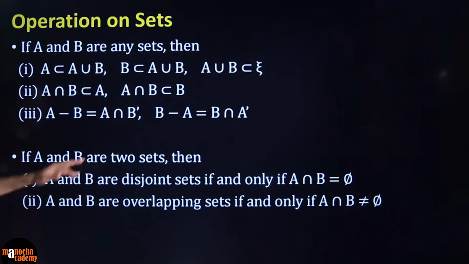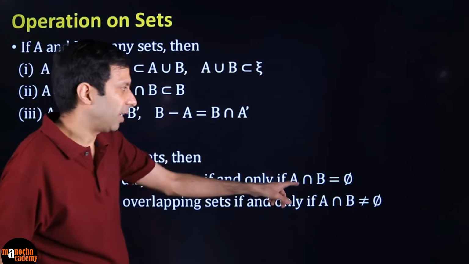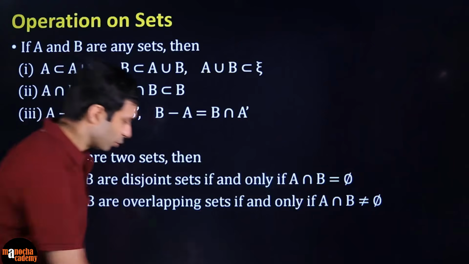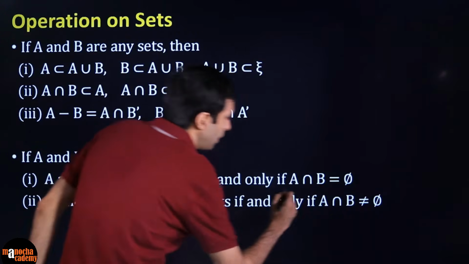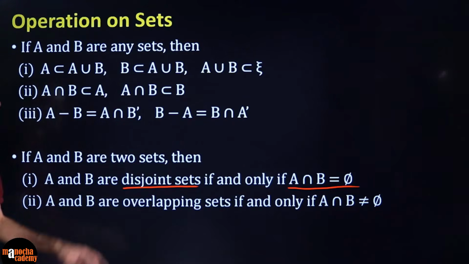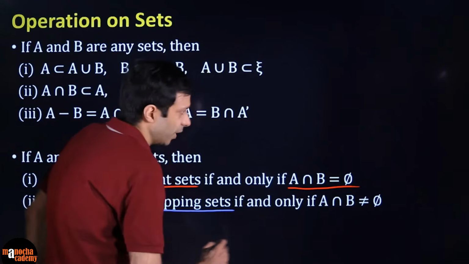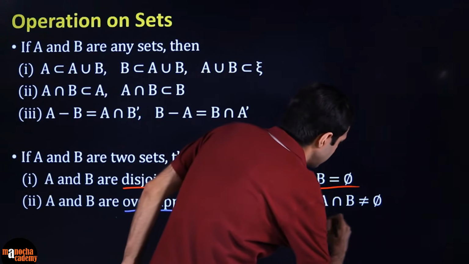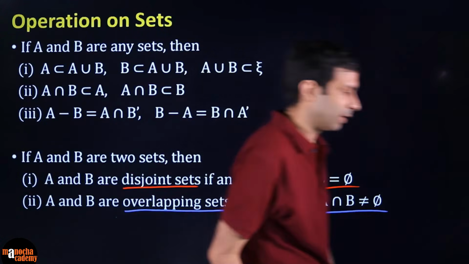Now if A and B are two sets, and we have discussed this, if A and B are disjoint sets, then when are they disjoint? If A intersection B is null. So this is the rule for disjoint. That means they should have nothing in common, absolutely nothing in common. And these are overlapping sets. So sets are overlapping if they have something in common, when A intersection B is not null. So simple, opposite of each other.